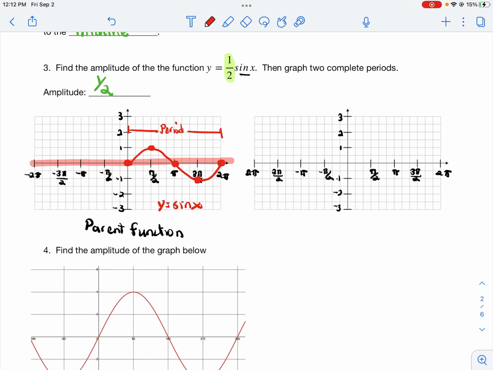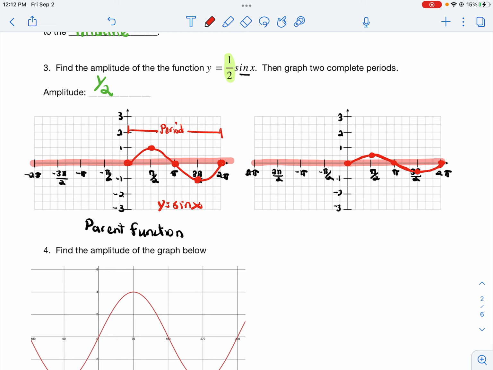Remember, my midline is here, and I start on my midline, and now on my next tick mark I'm above my midline, but this time I'm only above by 1/2. And then I'm on the midline, below the midline, on the midline. Notice it makes the graph a lot thinner, or squishes it together. That's what the amplitude is. It determines how high our peaks and valleys are in the graph.